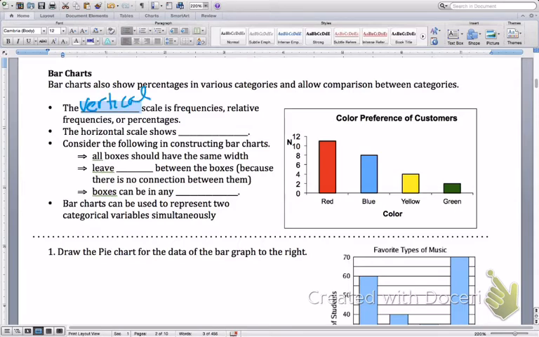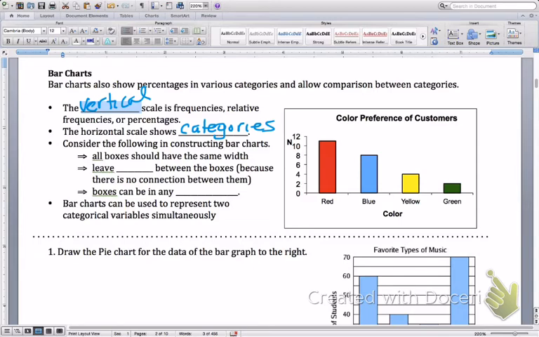And this vertical scale shows a frequency, it shows a relative frequency, or for us, we're going to be focusing on the percentage, or how often something happens. And the horizontal scale shows categories. So bar graphs show categories, and then they're listed in vertical form. And this is not to be confused with a histogram, which looks similar to a bar graph.